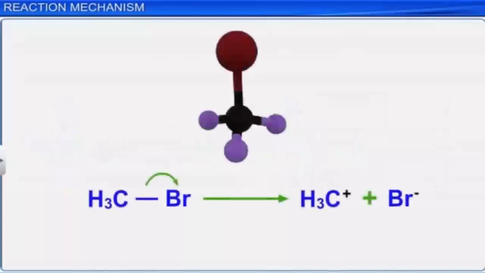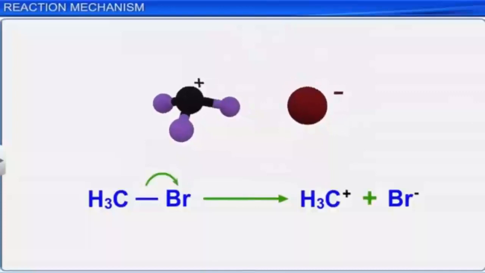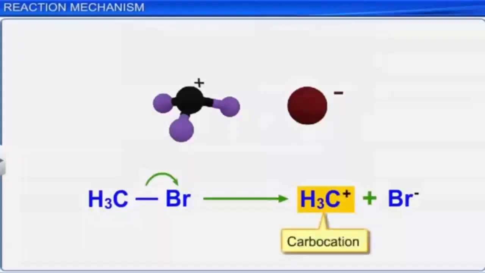For example, in the heterolytic cleavage of bromomethane, the shared electron pair goes to the bromine atom, leading to the formation of a bromide anion and a methyl cation. A positively charged carbon with a sextet, which is the methyl cation here, is called a carbocation or a carbonium ion. Carbocations are very reactive as they have a strong tendency to complete their octet.